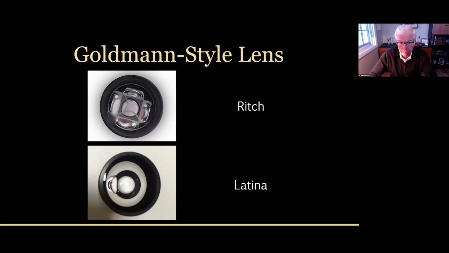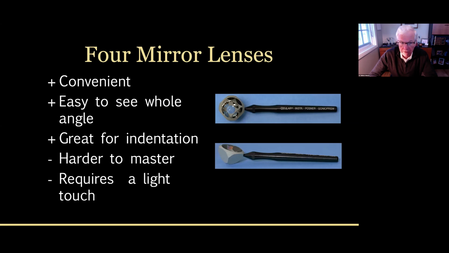The four mirror lens has the advantage of being convenient, and anything that's convenient, you're going to do more often. It's much easier to see the whole angle. You don't need to rotate the lens very much. I think a big key here is it's great for indentation, and we're going to emphasize indentation in this lecture. It's harder to master.